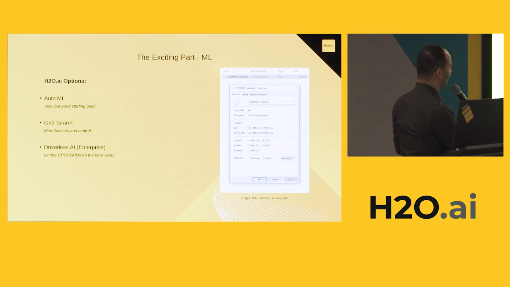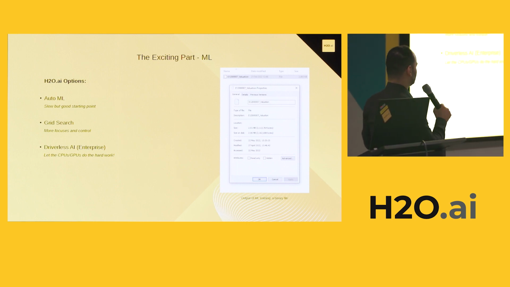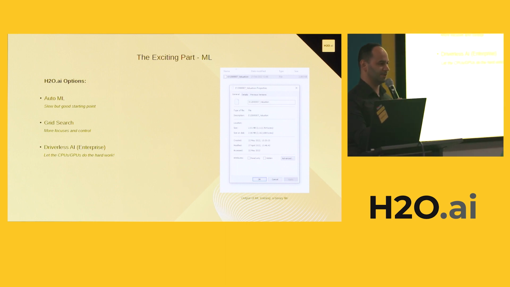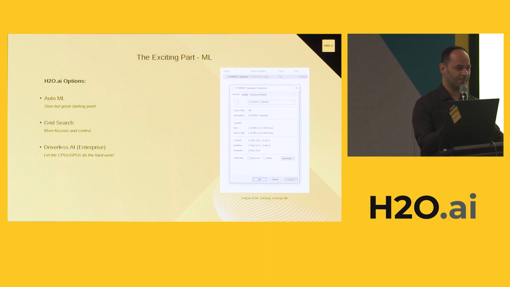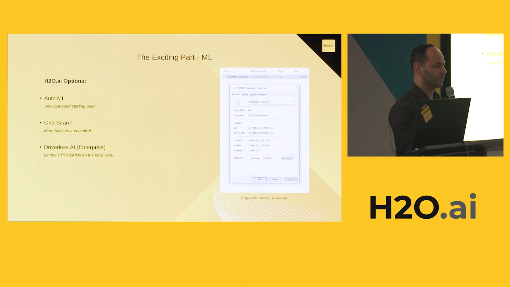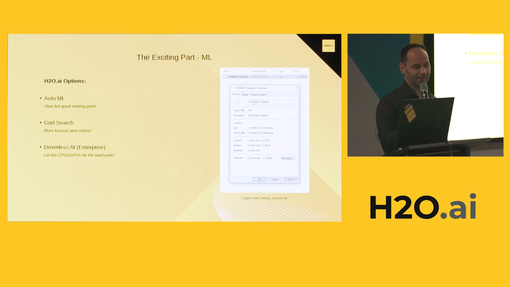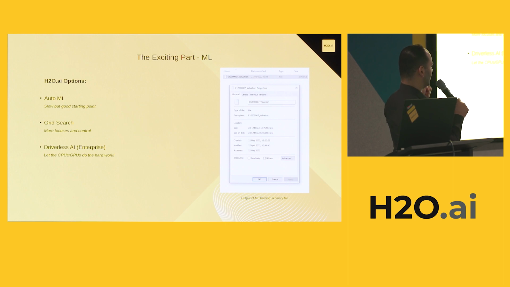With H2O, you have options. For starters, you don't know which algorithm to use, right? Should you use random forest? Should you use deep learning? Should you use XGBoost? There are many, many different algorithms. A good way to start, I would say, is to use what they call AutoML.